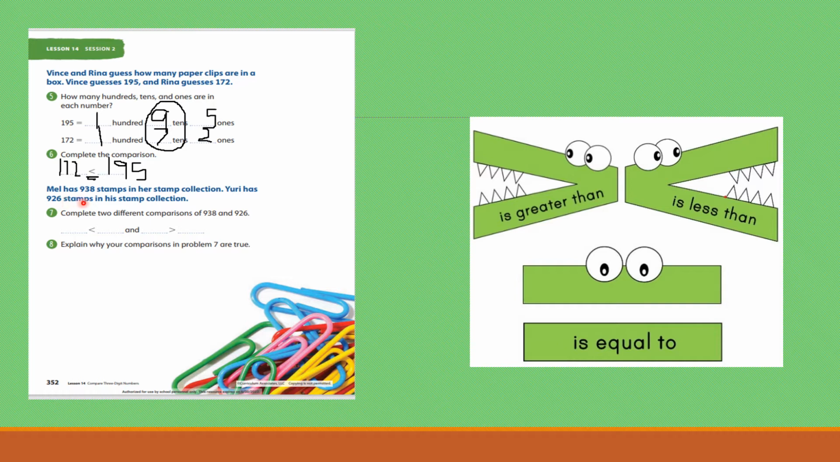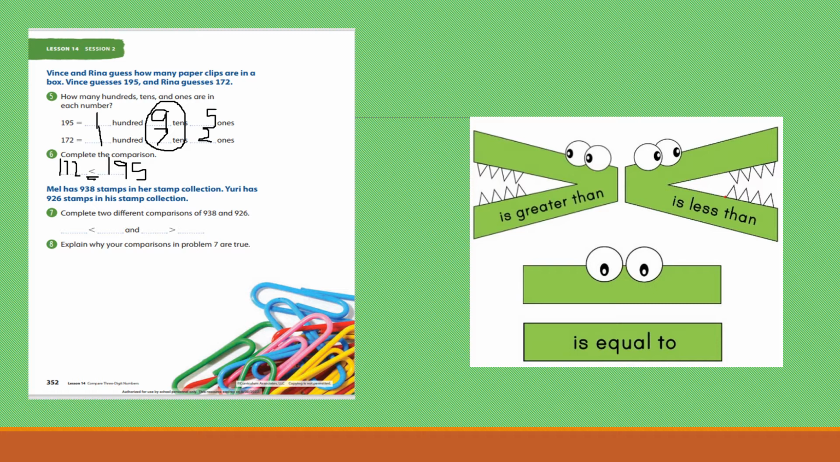Mel has 938 stamps in her stamp collection. Yuri has 926 stamps in his collection. Write two different comparisons for 938 and 926. Boys and girls, I need to look at where those arrows are. And I know that the open end is the bigger number. Just get that in your head. The open end goes to the bigger number.